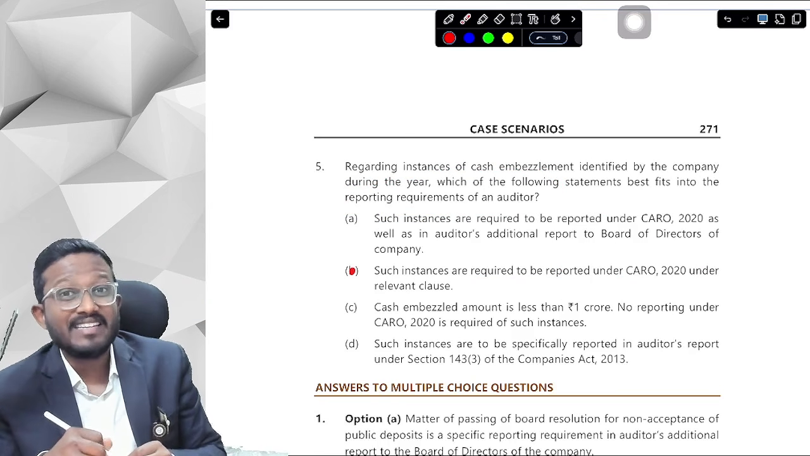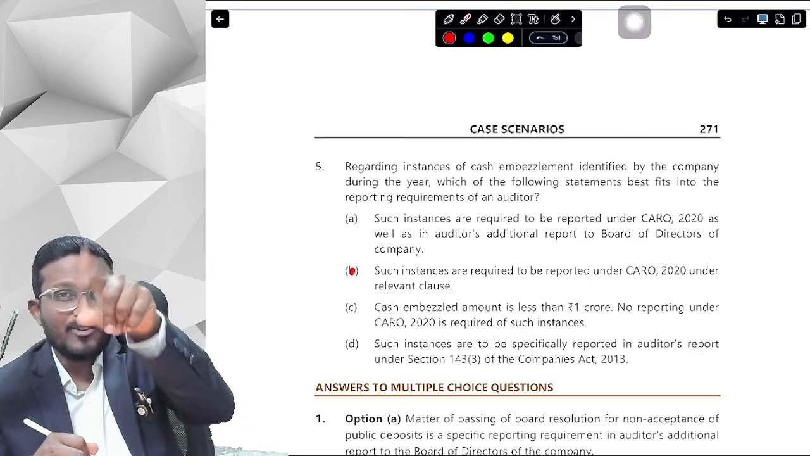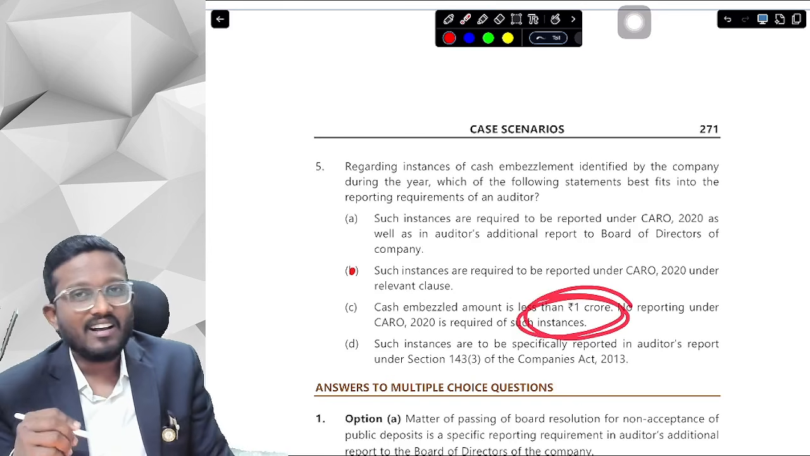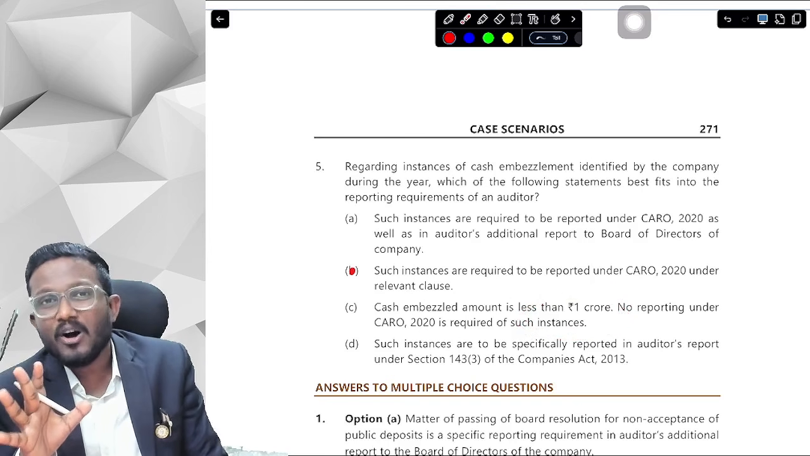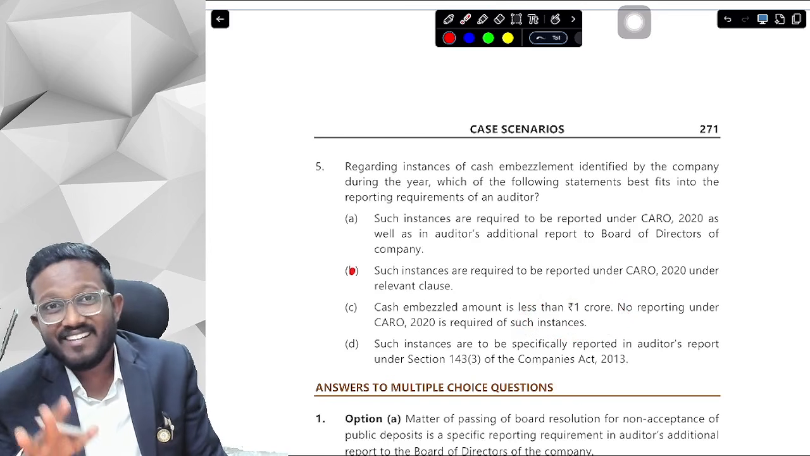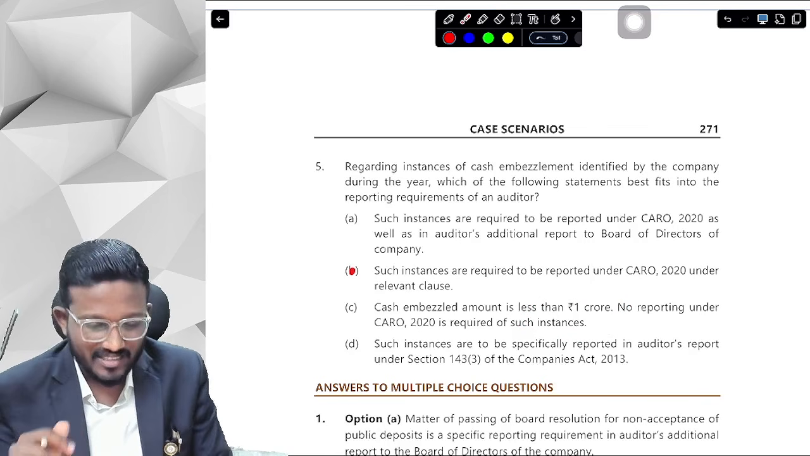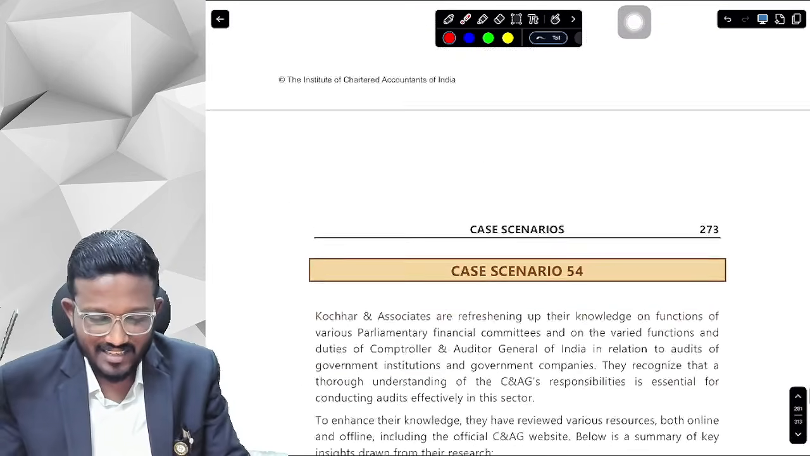Cash embezzlement means there is a fraud on the company, so we will have to report under CARO 2020 under the relevant clause. Okay, yes sir, we don't have to see the amount, because fraud on the company is covered in this particular situation, and we have to report as per clause 11 subclause A. Okay, yes sir, this was your case scenario 53.